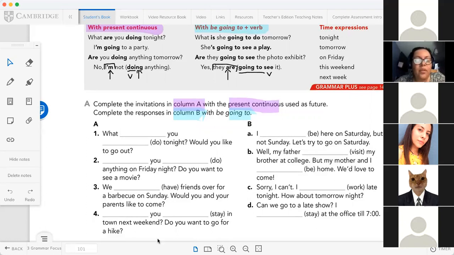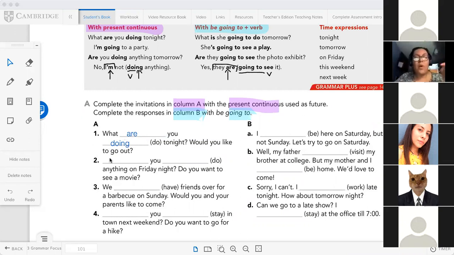So purple for column A. Well, the present continuous solo tiene dos elementos, verb be and verb with ing. That's it, be and ing, be and ing. So in this case, what we're going to have here is what are, ese es el verbo be. What are you doing tonight? Would you like to go out? What are you doing tonight? Okay, el verbo be, verbo con ing, eso es todo lo que ocupamos.